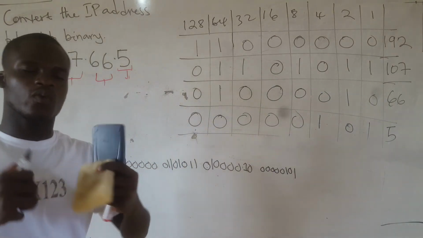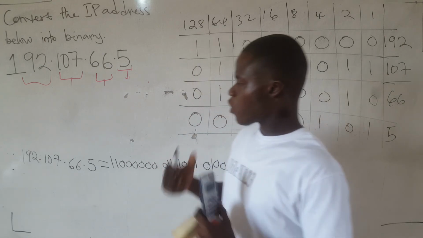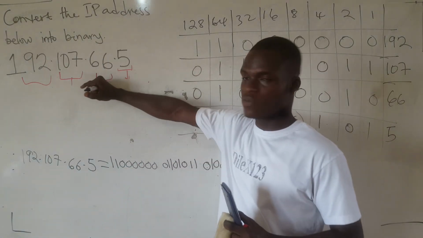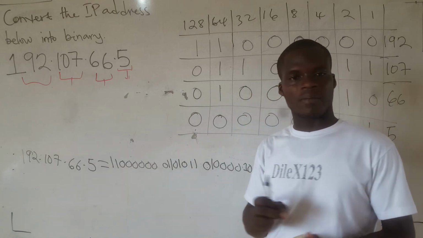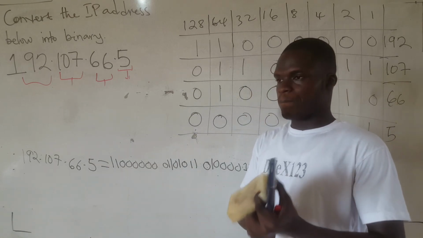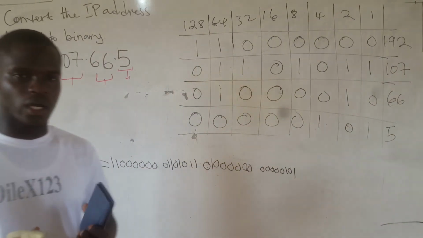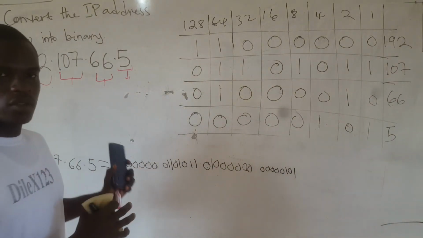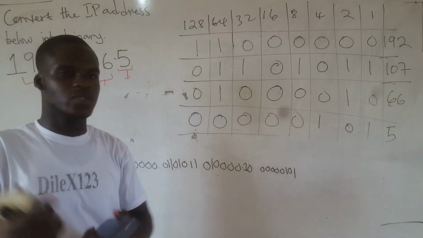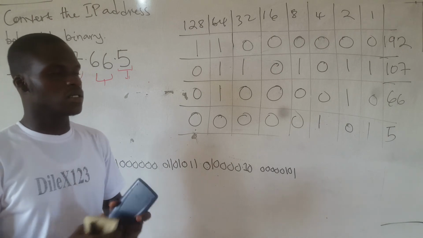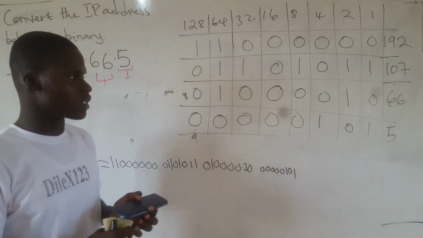So we've been able to safely convert the IP address from this form into binary. Okay. So this is how we solve it. Any other IP address that you know, you can solve it this way. There are many ways you can also solve it without using this table, just that I see this table to be a much simpler way of solving the question.